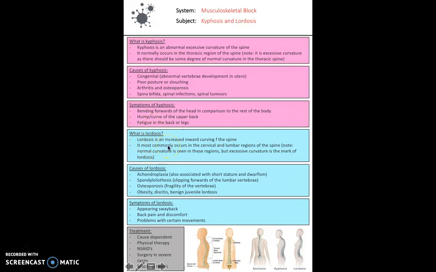Lordosis is further down, so there's increased inward curvature of the spine, which most commonly occurs in either the cervical region above the thoracic region or the lumbar region below. The common causes here include achondroplasia, spondylolisthesis, osteoporosis, obesity and discitis, and the symptoms include appearing sway back, back pain and discomfort, and problems with certain movements. The treatment really is cause dependent, and physical therapy always helps.